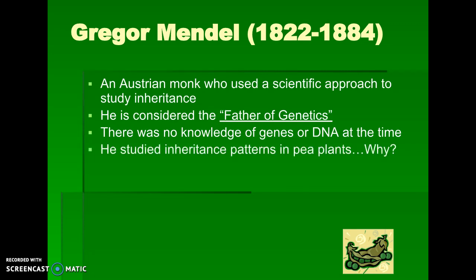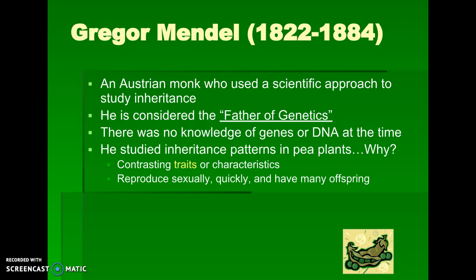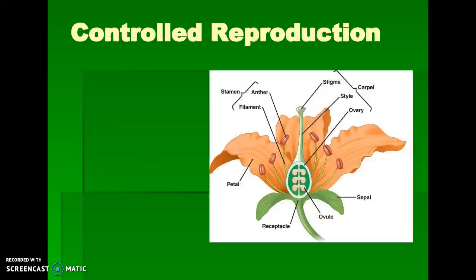And of course he studied inheritance patterns in pea plants. So why would he pick pea plants of all things? Well, first off, they have great contrasting traits or characteristics, in other words, things that you could easily see without any major scientific equipment. They reproduce sexually, and they do it very quickly, and have many offspring. So once again, this gives you a large sample size. They're also very accessible and easy to handle, so it was quite easy for Gregor Mendel to use the pea plants to study this.